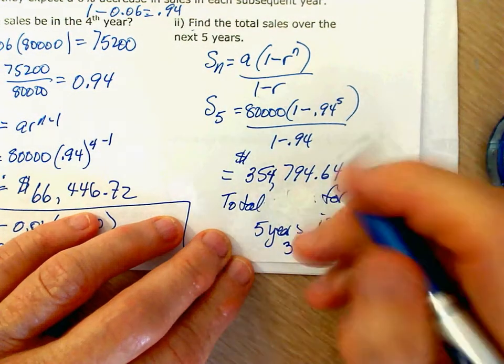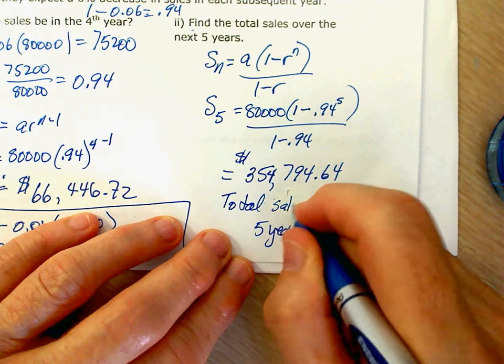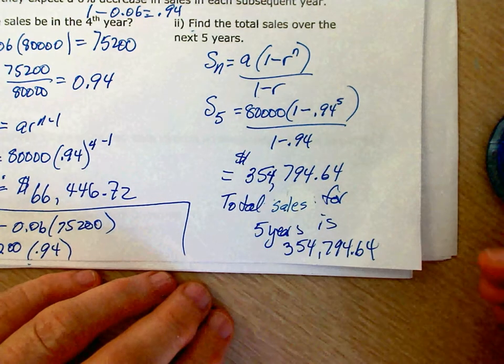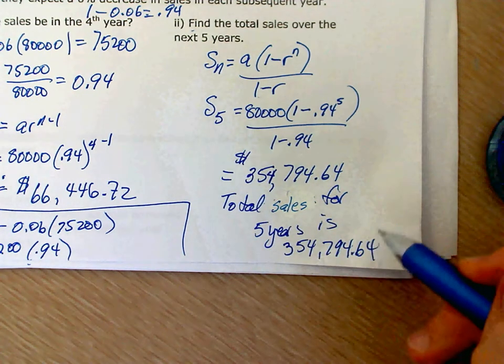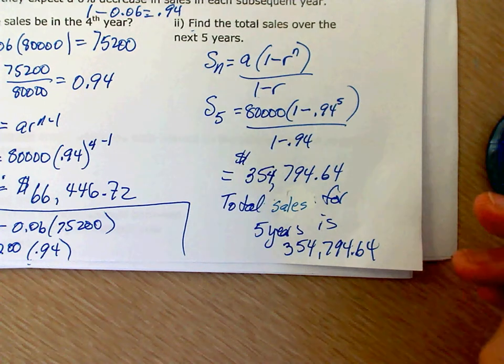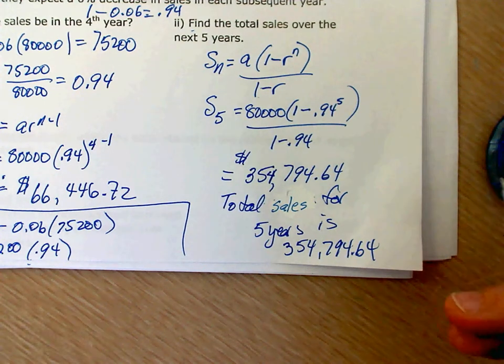Sorry, what sales for 5 years? Total sales for 5 years is 354,794.64.